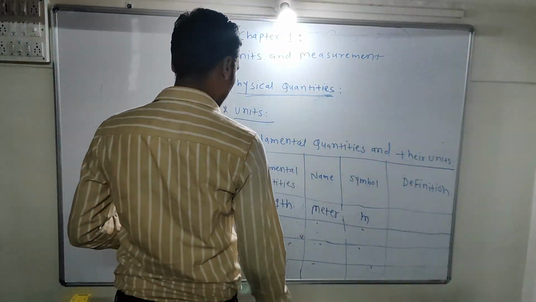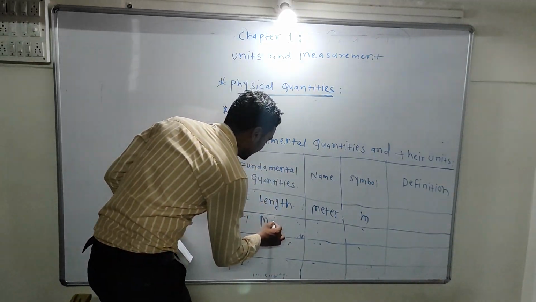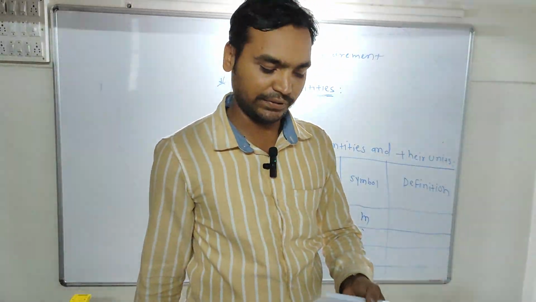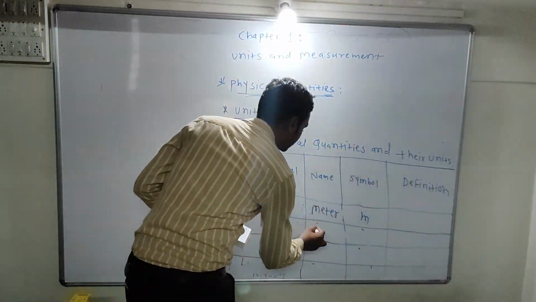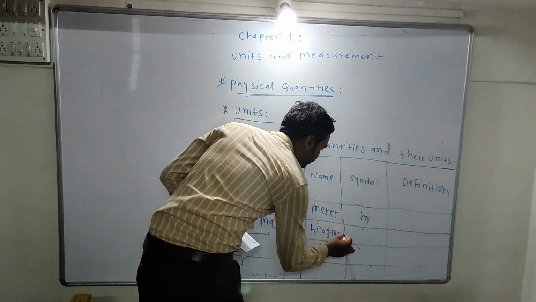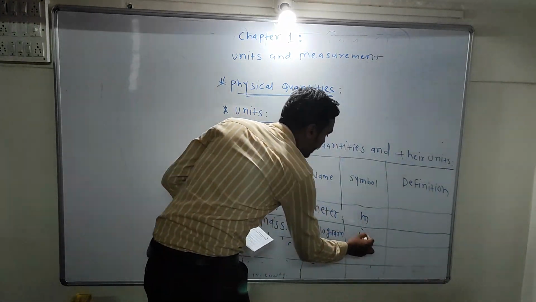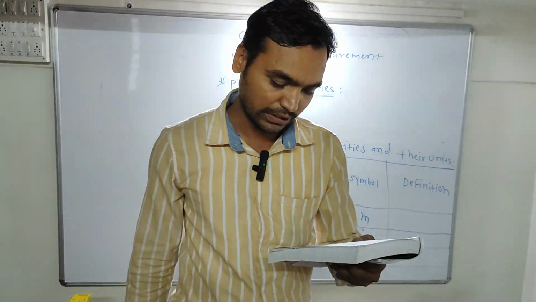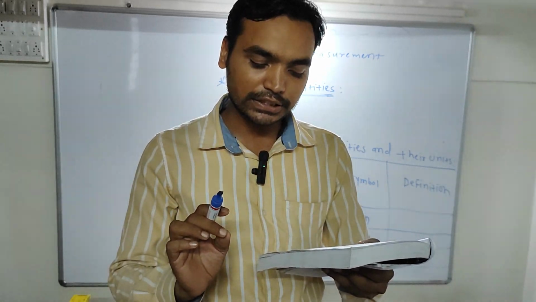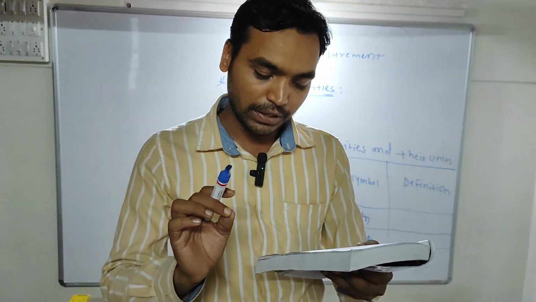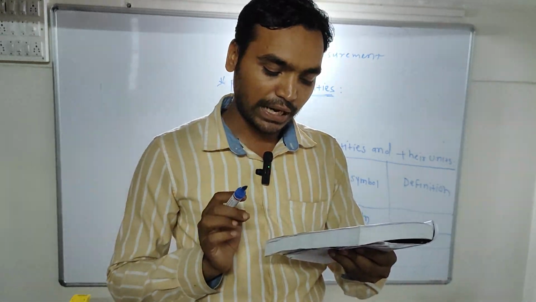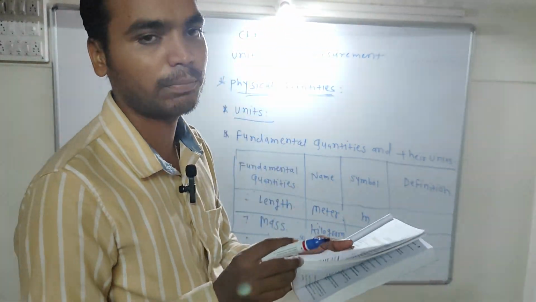Then after that we have to see the fundamental quantity mass, and the name of the unit for mass is the kilogram, right? The symbol is kg. And what is the definition of kilogram? The kilogram is equal to the mass of the international prototype of the kilogram kept at the International Bureau of Weights and Measures at Sèvres near Paris, France.